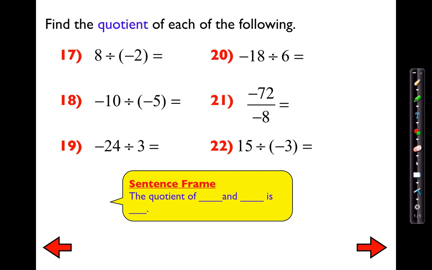Okay, so here I'm just going to go ahead and quickly review the answers with you. Number 17 should be negative 4, because negative 4 times negative 2 does give me 8. Number 18 is 2, because 2 times negative 5 is negative 10. Number 19 is negative 8, because negative 8 times 3 is a negative 24. Number 20 is negative 3, because negative 3 times 6 is negative 18. Number 21 is 9, because 9 times negative 8 is negative 72. And number 22 is negative 5, because negative 5 times negative 3 is 15.